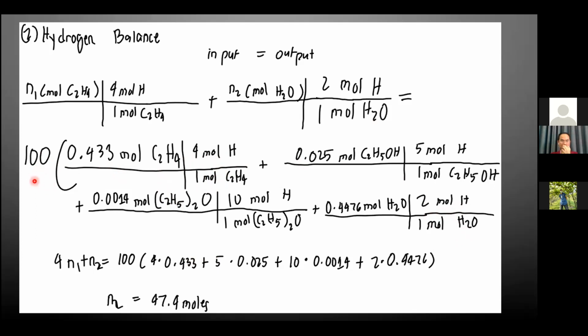the total moles of the product, which is 100. So after that, we're going to simplify it, and then we already solved the n1. We're going to multiply and then sum these values and then multiply it to 100. And then next, we already know the n1, so we're going to substitute the value of n1 here to 4, and then move it to the right hand side to get the value of N2, which is 47.4 moles.